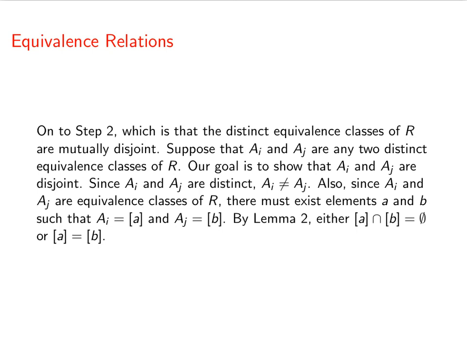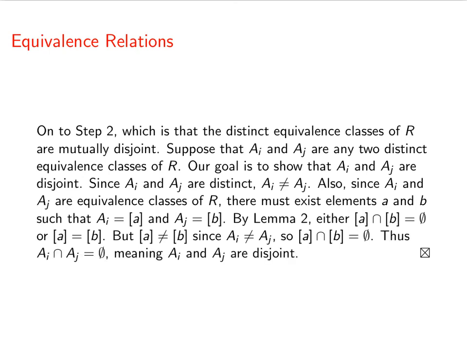According to lemma 2, either the intersection between these two classes is empty or they are the same class. But we know that they're not the same class because A sub i is not equal to A sub j, and so according to lemma 2, their intersection must be empty. So that tells us that A sub i intersect A sub j is empty. That means those two classes are disjoint. Okay, that's all for now.